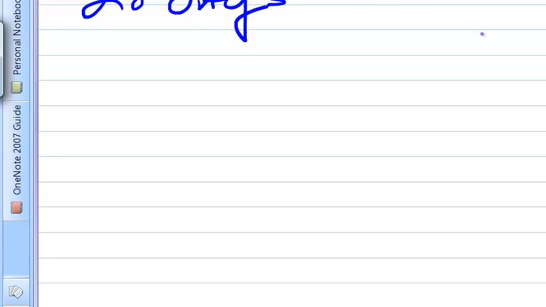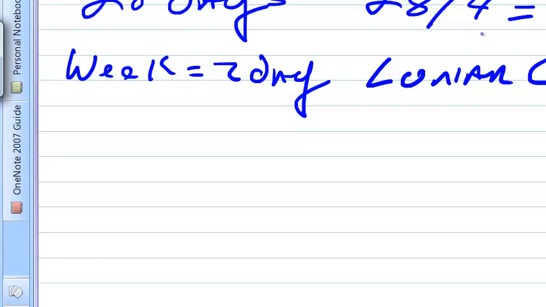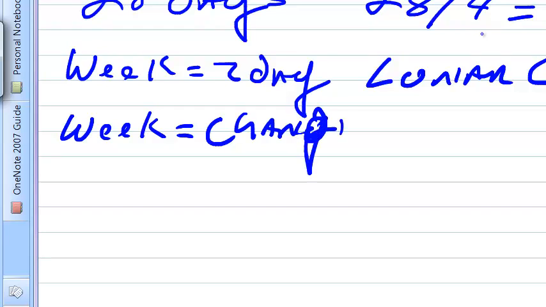And if you take 28 days and divide it by 4, you get 7-day groups. And we know that our week equals 7 days. So the lunar cycle not only gives us our month, but a week equals a change in phase.